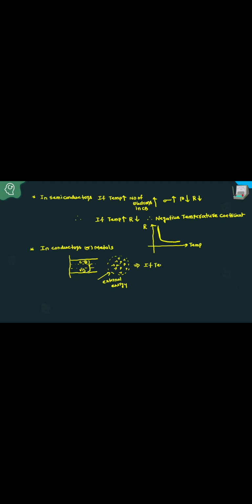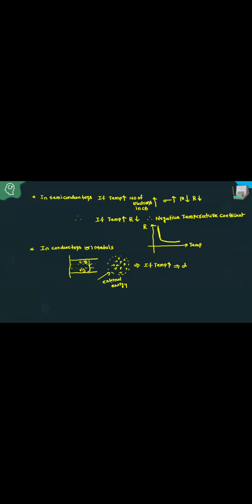If temperature increases, the electrons are accelerated. Because of the acceleration of the electrons, collisions take place. Because of collisions of the electrons, the drift velocity is reduced. When the drift velocity is reduced, the conductivity reduces. Because already the electrons are freely moving.